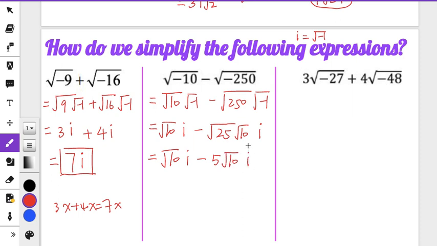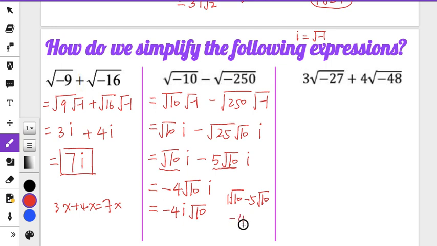So very similar to combining like terms. We have square root of 10 i minus 5 square root of 10 i. So if you combine this, it's going to be negative 4 square root of 10 i. And sometimes you will see we put i in the middle. Again, they are all equivalent. If you have a question regarding how to subtract these two, just imagine an invisible 1 in front of the square root of 10, so 1 minus 5, which is negative 4 square root of 10. Okay, that's how we do this one.